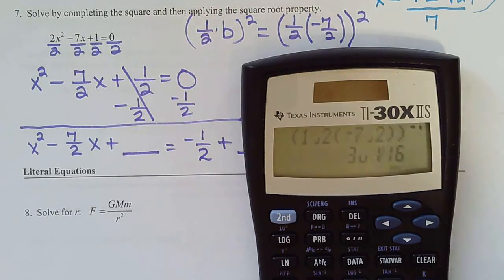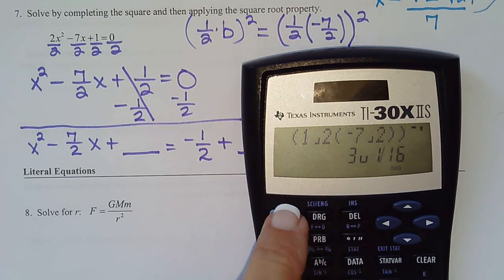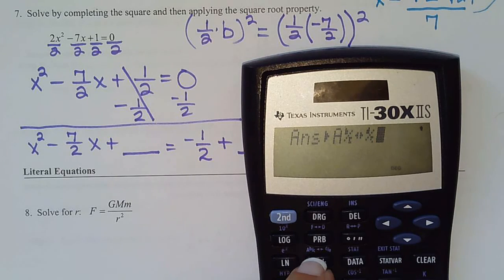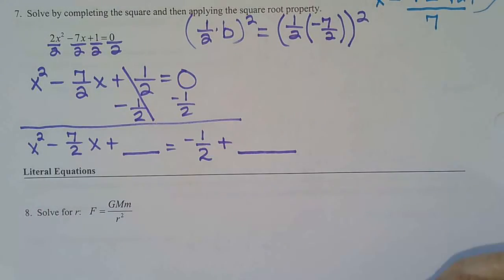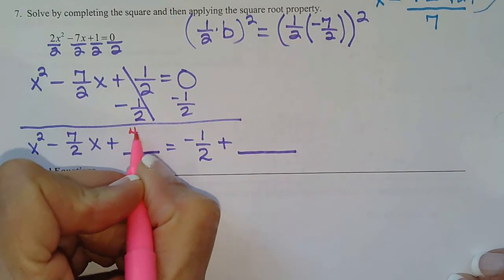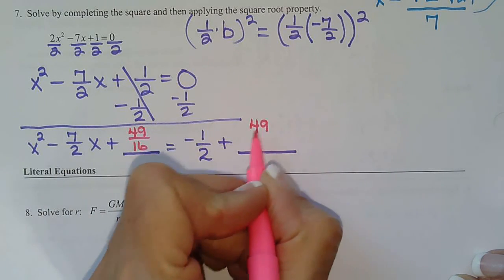Ooh, remember how we said we don't want a mixed number. So we hit second ABC, because if you look at that key, it says mixed number to fraction right above it. So that's why we hit the second, and it tells us it's 49/16. So we're going to add that to both slots. 49/16, 49/16.